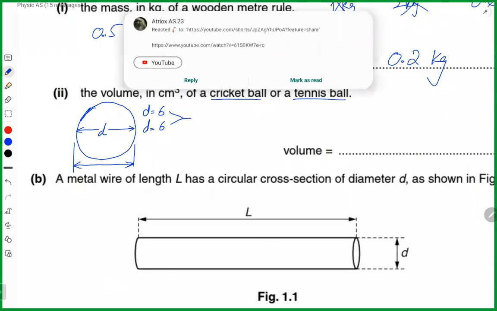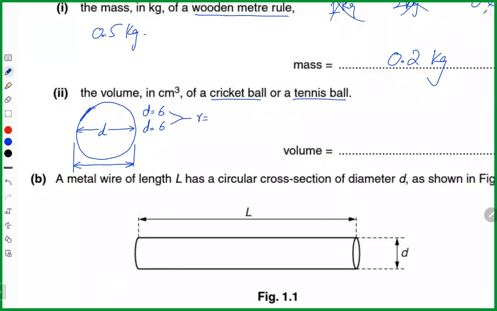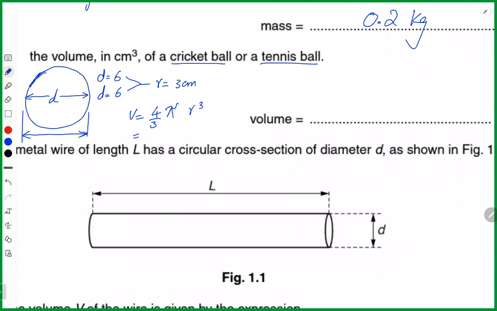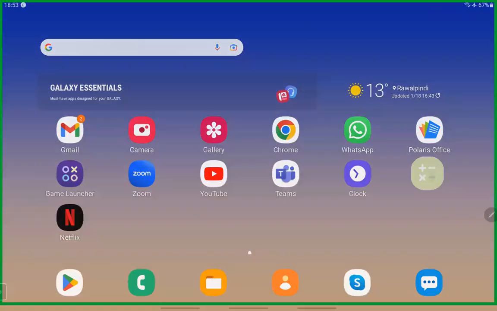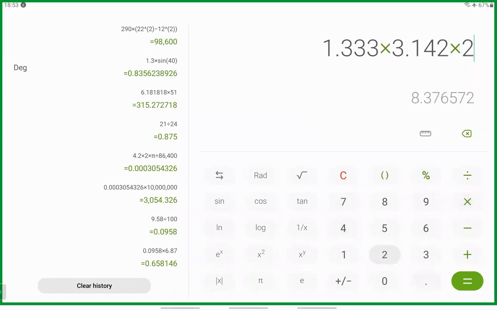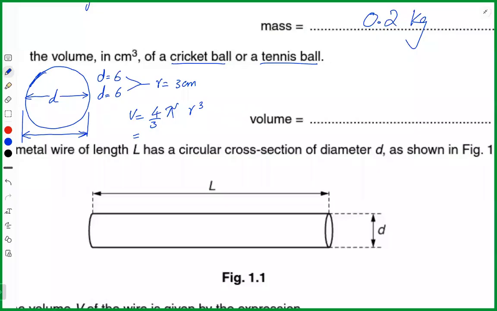Now, if the diameter is 6 centimeter, that means the radius equals 3 centimeter and volume equals 4 by 3 pi r cube. So let's put this into the formula and see what we get. 4 by 3 multiplied by 3.142 multiplied by 27. So 113. So I will go for 120 centimeter cube.